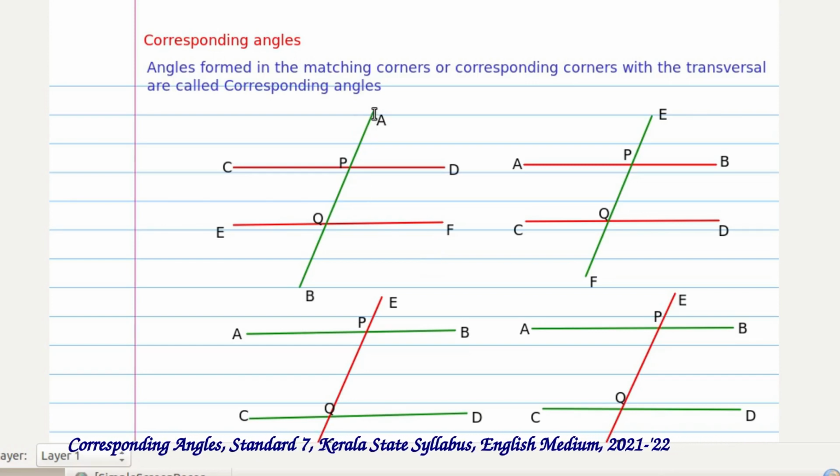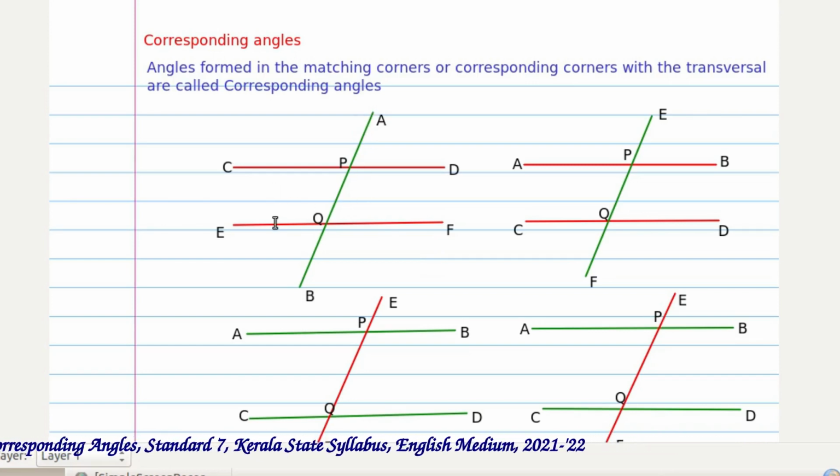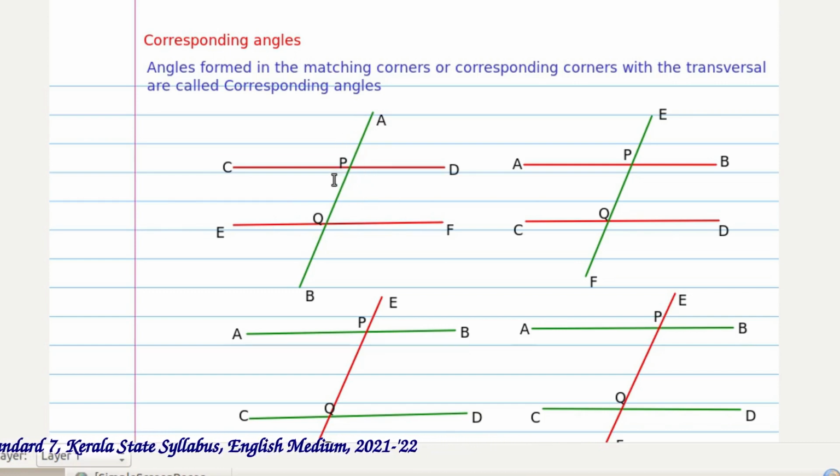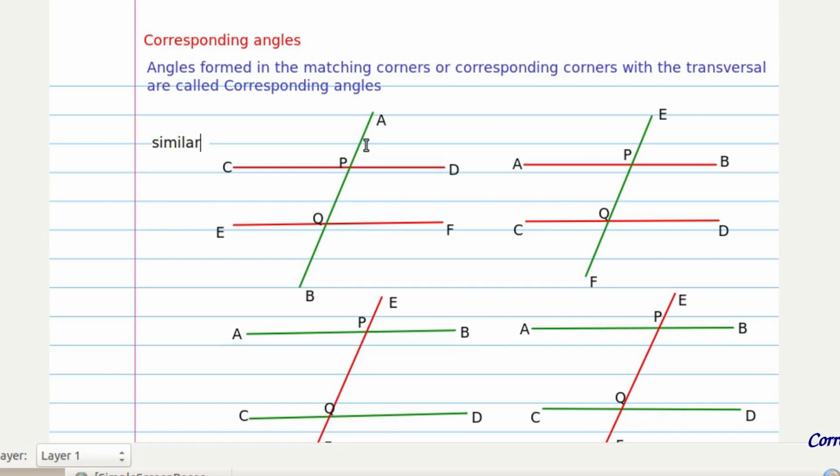When this slanted line intersects these two parallel lines, four angles are formed here, and another four angles are formed here too. We have discussed this earlier. We are going to find corresponding angles in this figure. Corresponding means angles exactly in the same positions. And in this figure, where do you see similar corners?